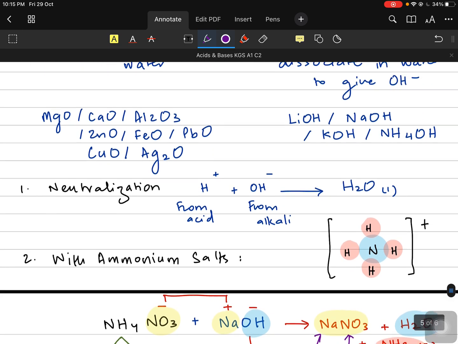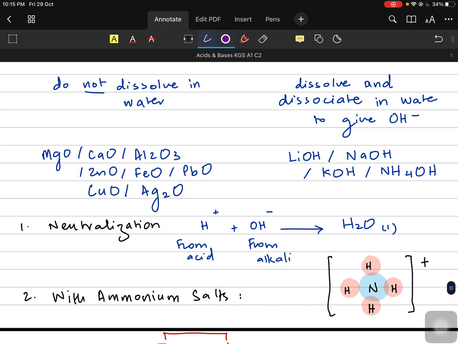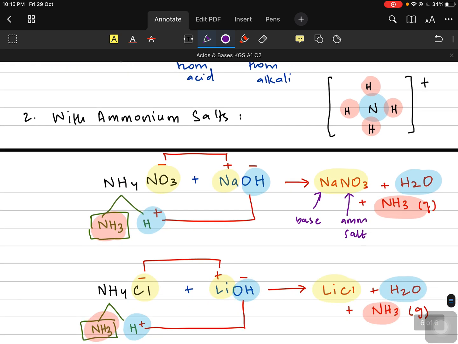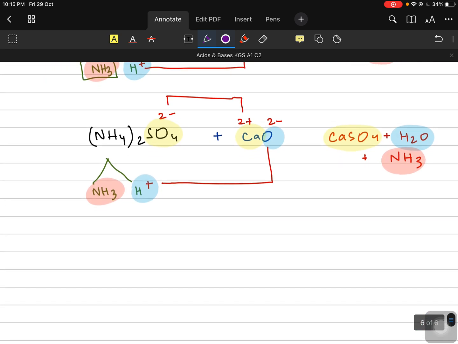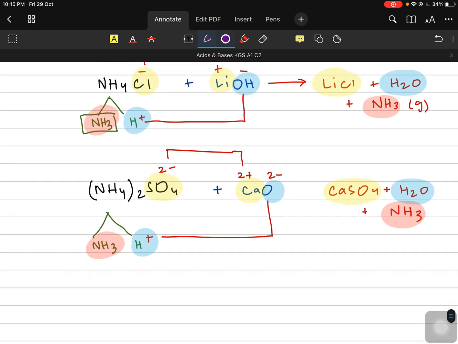And obviously alkali metals make alkalis which are soluble in water. They partake in the neutralization reaction. You get a water molecule from the H plus charge and the OH minus charge. So neutralization and ammonium salts are the two things that we might want to remember for generally all the basic reactions, all the alkaline reactions.